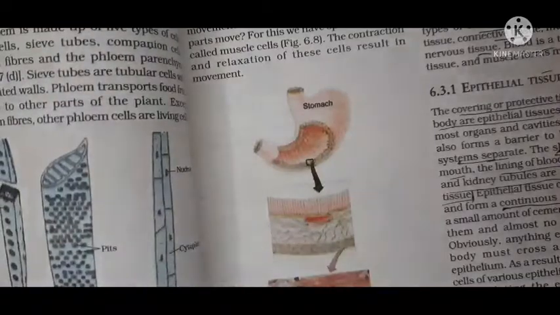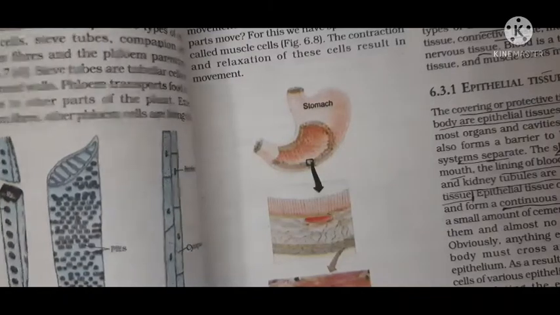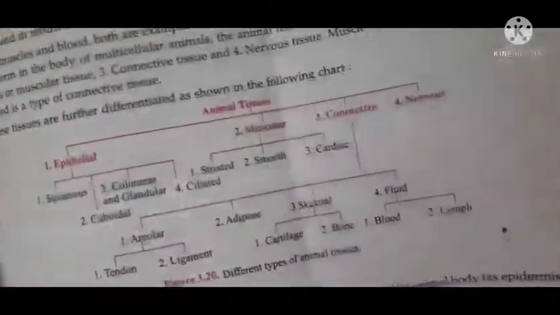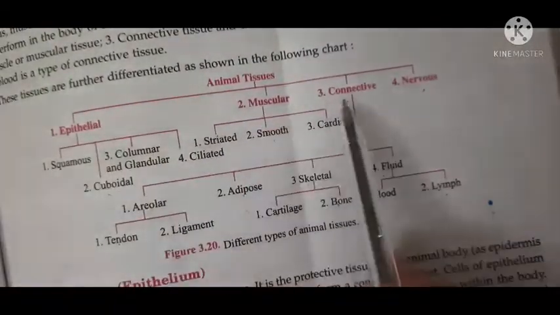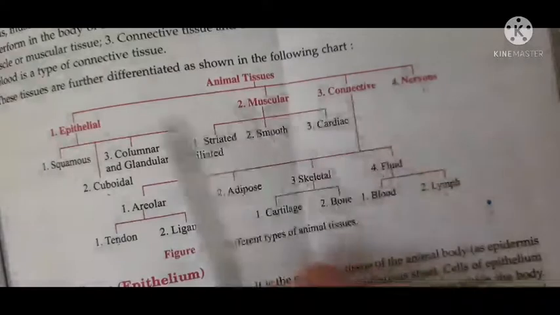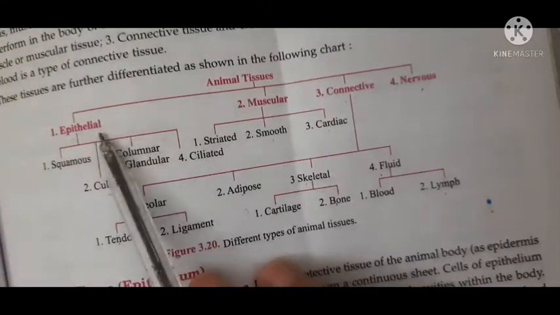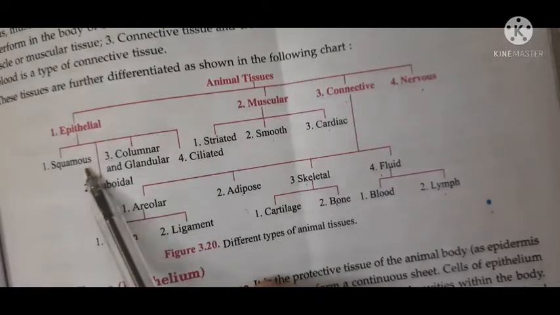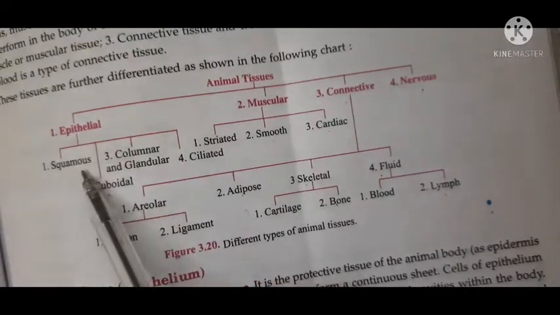Then animal tissue. What is animal tissue? I have already told you about animal tissue also. So you can see here, this is the animal tissue. This animal tissue is of four types: epithelial tissue, muscular tissue, connective tissue, and nervous tissue. Epithelial tissue is protective in function. Okay, so this epithelial tissue is divided into squamous epithelium, which forms a protective covering of the organs and the cavities also.